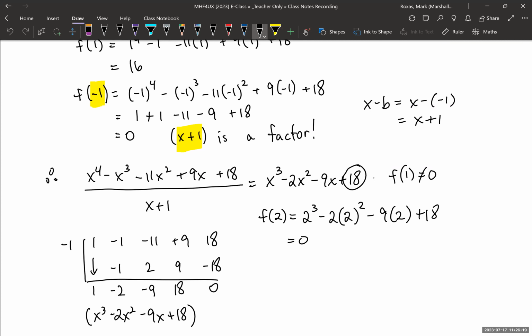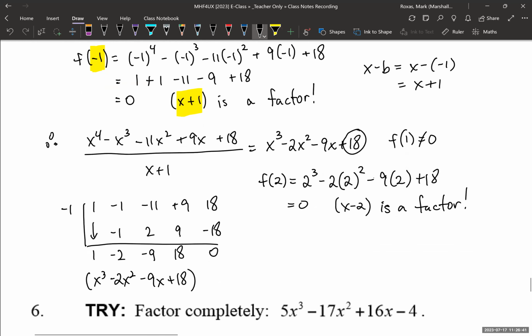8 minus 8 minus 9 times 2 plus 18. Yeah, it's 0. That's perfectly okay, good. 0. So that means x minus 2 is another factor. Okay, and then I can take x minus 2 and further divide that polynomial.